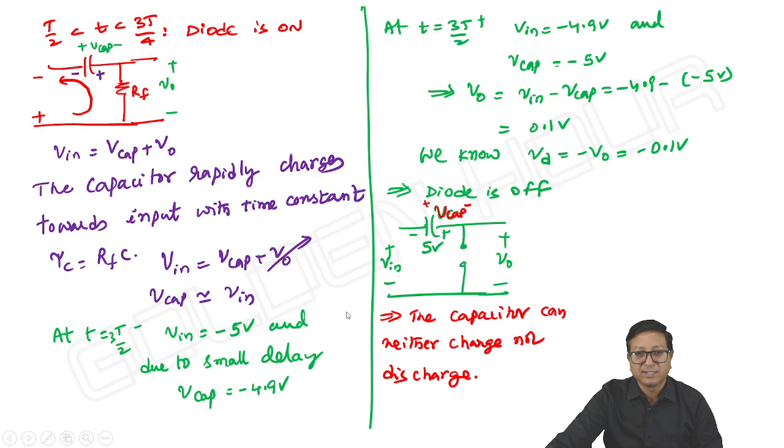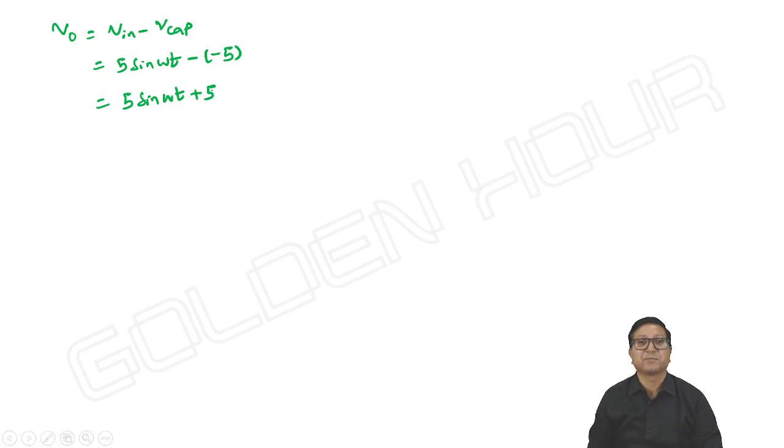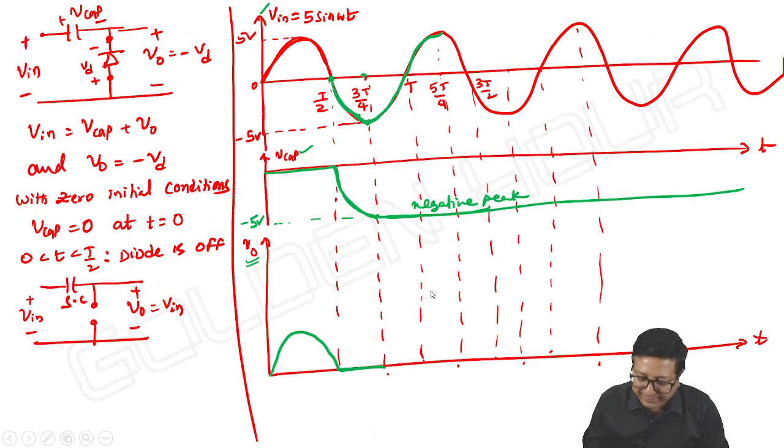Or I can even write further like this. V output is equal to V input minus V capacitor. Input is 5 sine omega t and V capacitor is minus 5. So output is 5 sine omega t plus 5. It looks like you are adding plus 5 volts to 5 sine omega t. Equation wise. Let us see here what happens. Here the input is rising from this point to this point, 3T by 4 to T. Input is rising by 5. Capacitor voltage is constant, so output also rises by 5.